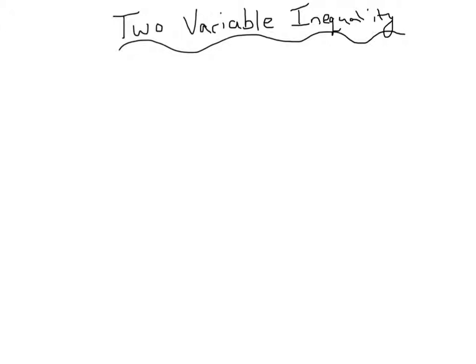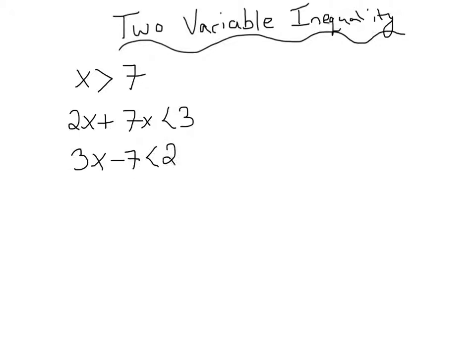So you've looked at things that look like this: x is greater than 7. Or you've looked at things like 2x plus 7 is less than 3 and solved for x. Even things that have your x's on both sides. So you'd be able to solve 3x minus 7 is less than 2x plus 1. And you could solve that right now if you wanted to. So these all have only one variable.